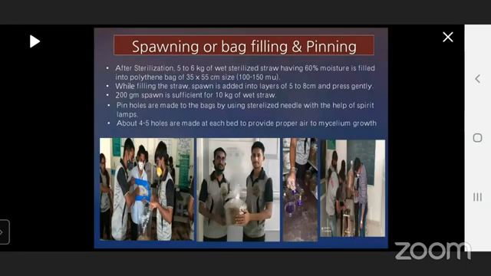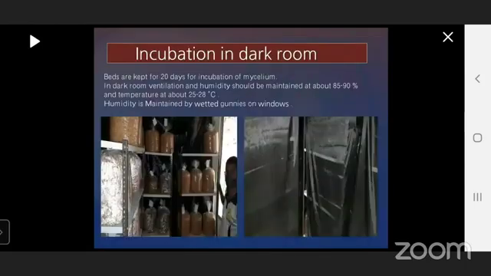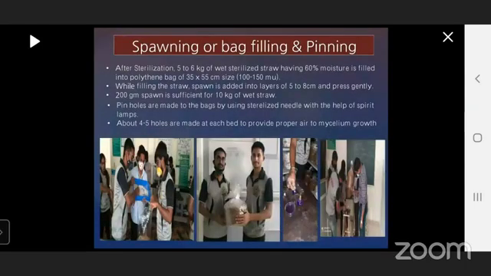So the polythene bag size should be 60 by 90 centimeters. First of all, we have to tie one single end of the bag to make a circular round bed. And after that we have to fill the layer of straw, that is paddy straw or wheat straw or whatever straw material we are using.